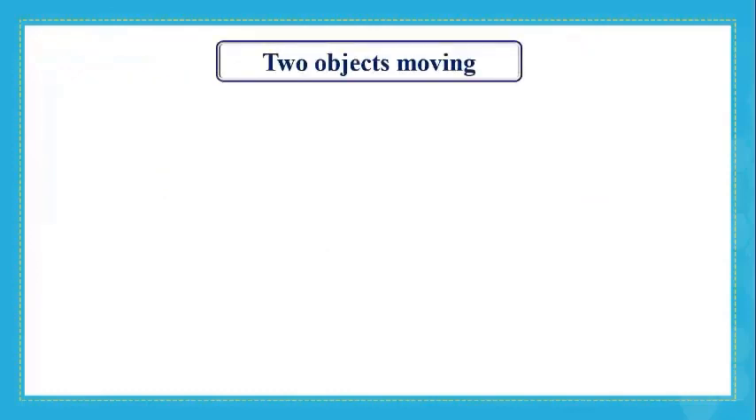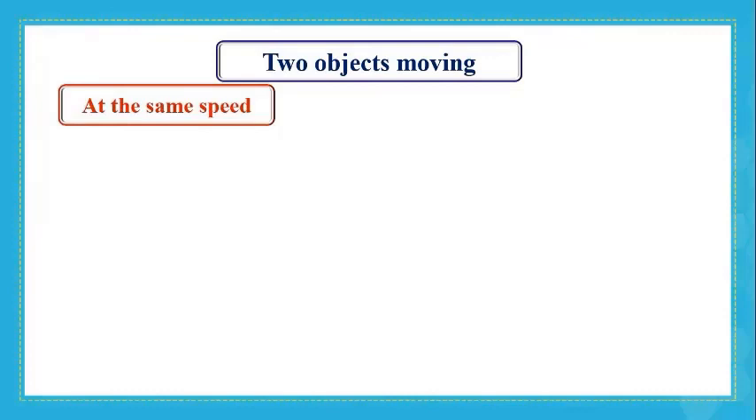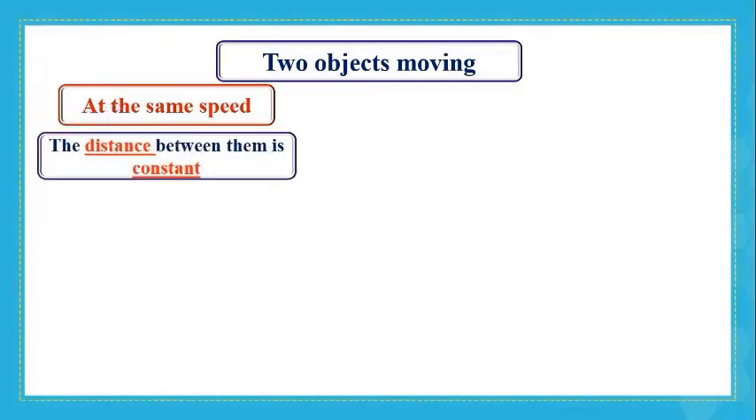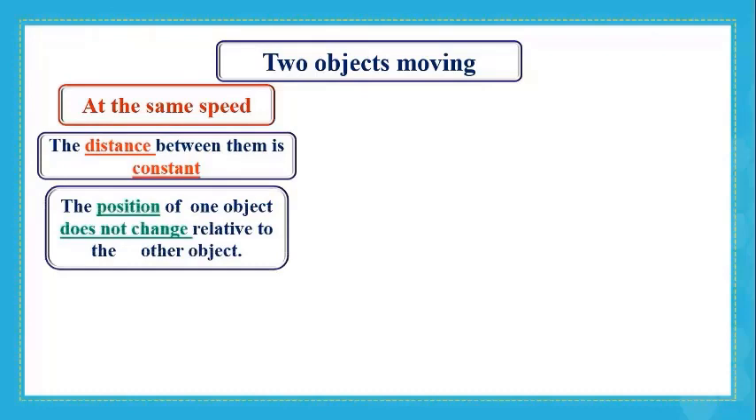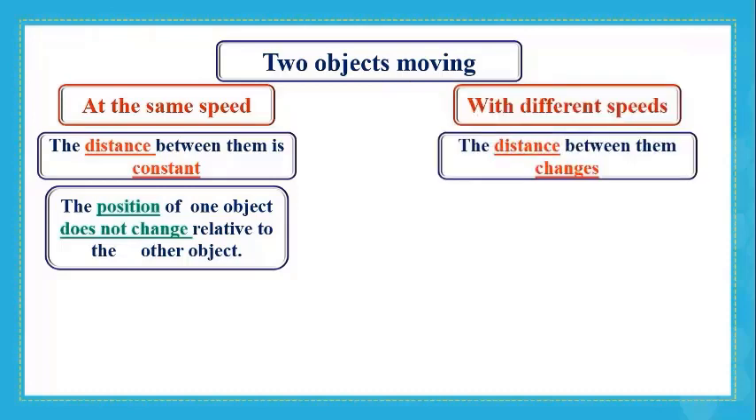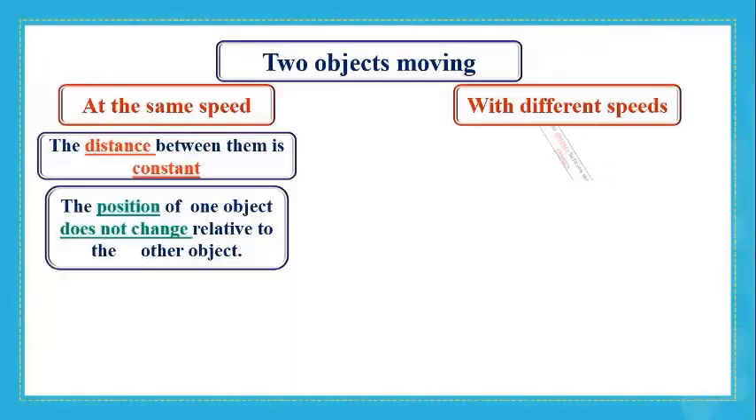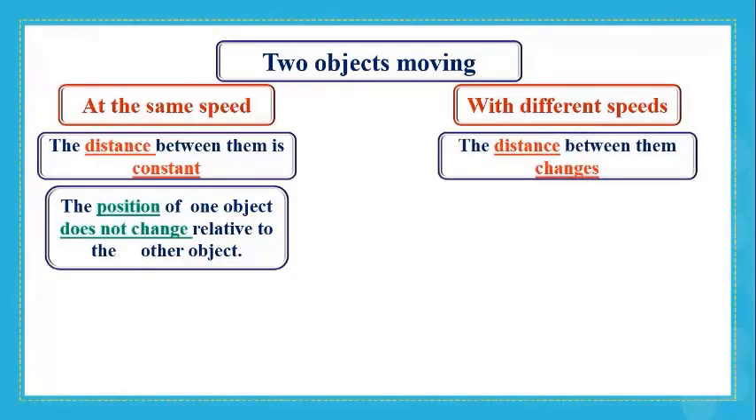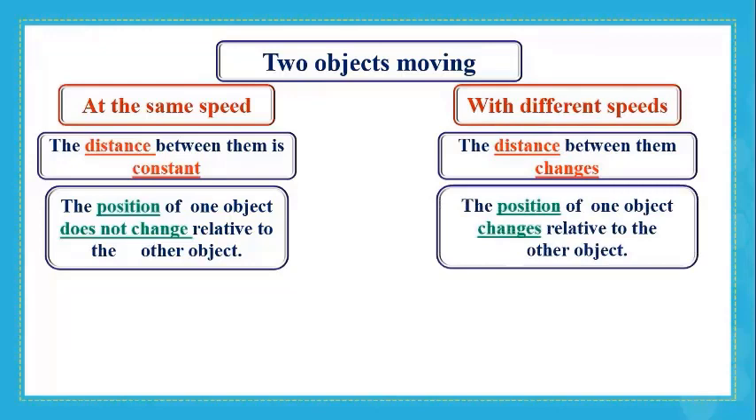From the two previous examples, for two objects moving at the same speed, the distance between them is constant. The position of one object does not change relative to the other object. While for two objects moving with different speeds, the distance between them changes. The position of one object changes relative to the other object.